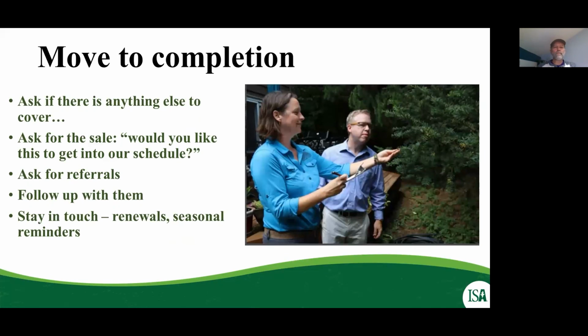Then after those 4 stages, moving to completion, just reaching a closure with a conversation would be basically asking, is there anything else to cover that we didn't touch on during this conversation, that we might have overlooked? And then there's asking for the sale. Sale kind of has a connotation to it that people will react against, but really in the reality of it, most of us are in business where you're doing services for people and you have to get that signed up in a calendar. So it's as easy as saying, well, do you want to get this into our schedule? Can we sign up this work for you?